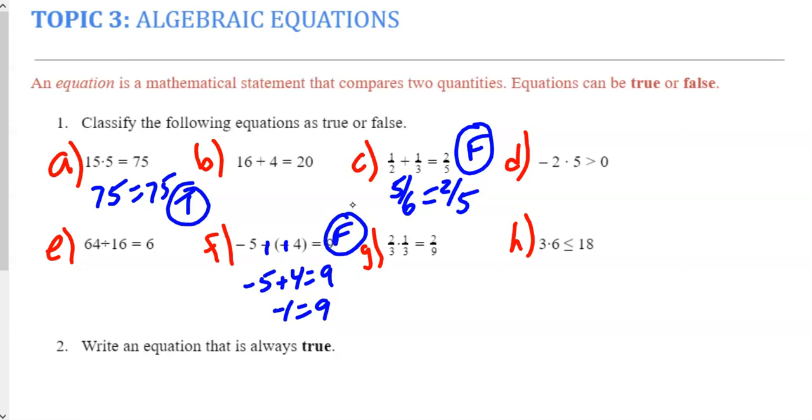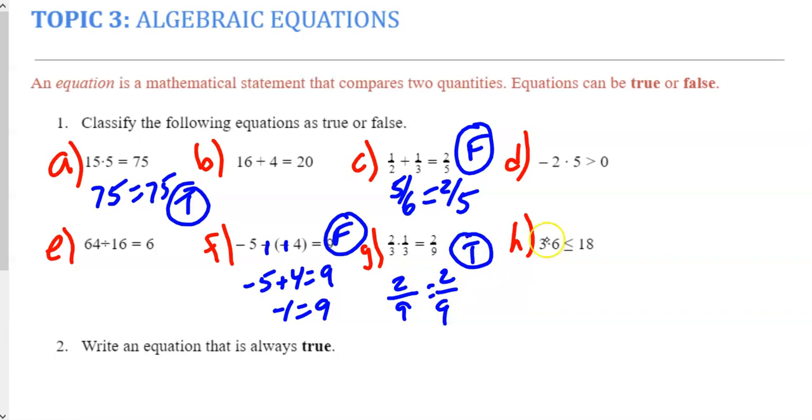Let's take a look here at G. When I'm multiplying, a little different than adding and subtracting, I don't need like denominators, so I multiply the two numerators together, 2 times 1, and the two denominators together, 3 times 3. So 2/9 equals 2/9. And yes, that is true. The left side equals the right side.